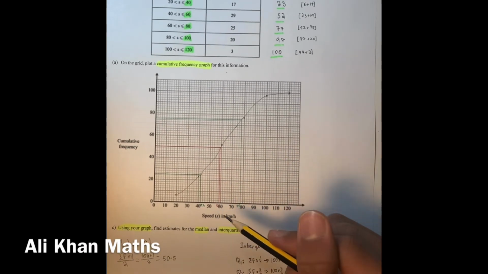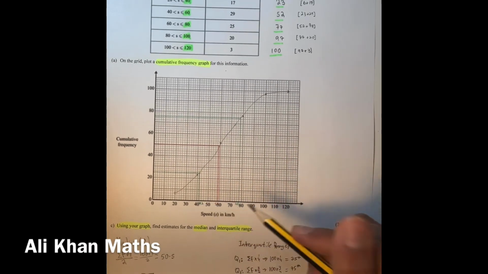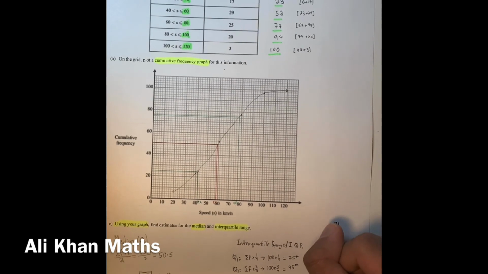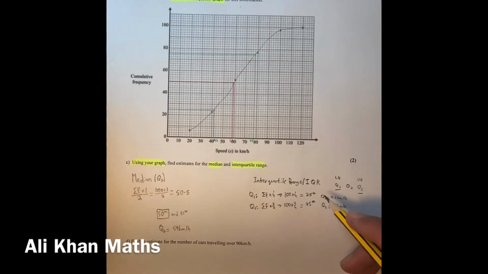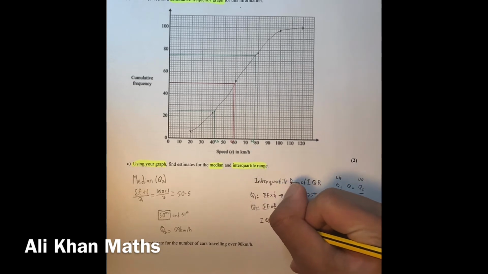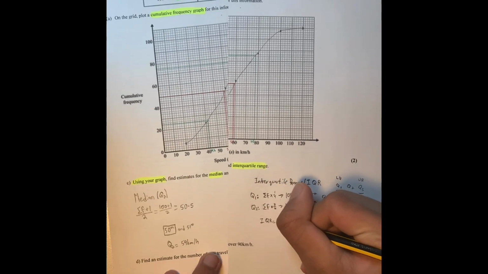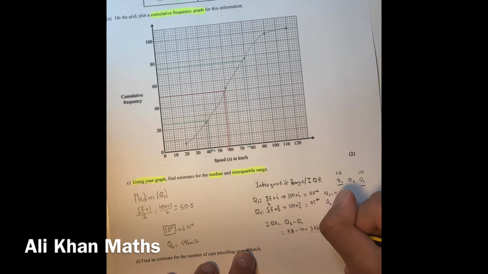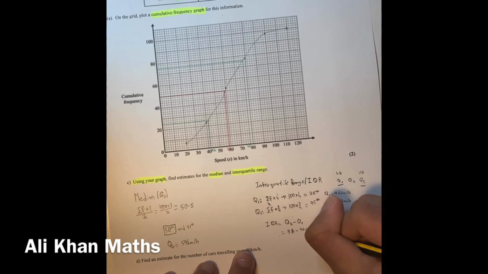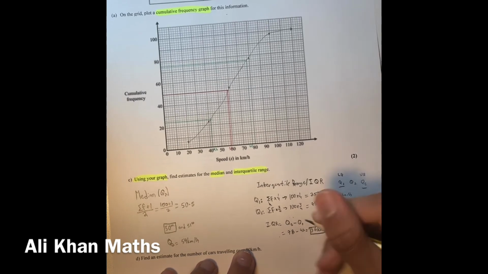Now we can write these down as upper quartile and lower quartile values. Now to find the interquartile range, we have to subtract these values to find the difference between them. Leaving us with 36 kilometers per hour.